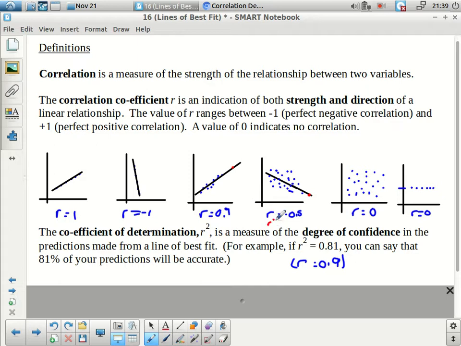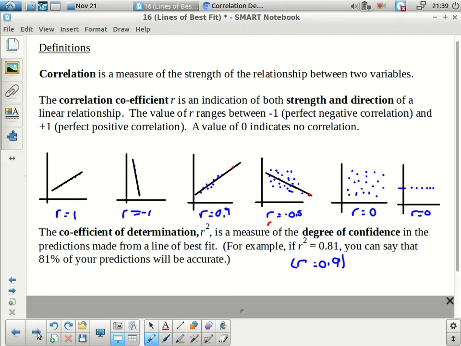If I square 0.5, r squared is 0.25. I can only be 25% confident that this is the exact value, that it's going to be really accurate, which makes sense because there's much more likelihood here that the point could be up here or down here because of how spread out the data was. So those are the two things.